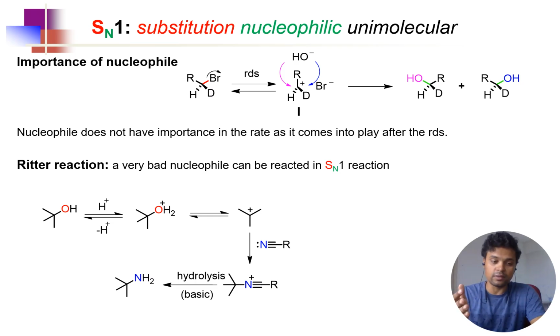With this example, what I'm trying to say is that if you really want to introduce a group which is a very bad nucleophile, you should always follow the SN1 mechanism. There may be some other methods you can find in the literature, but this is a very simple way. You can perform the SN1 reaction and introduce that compound as a nucleophile.